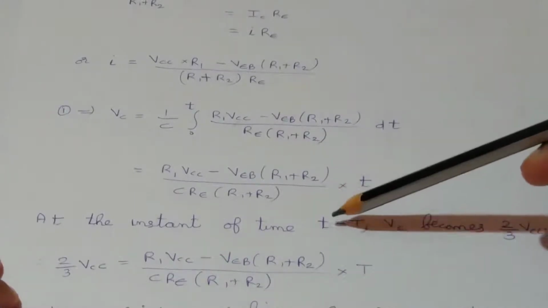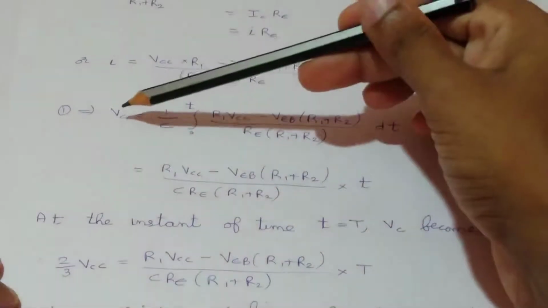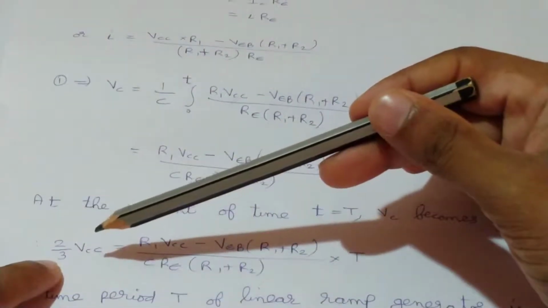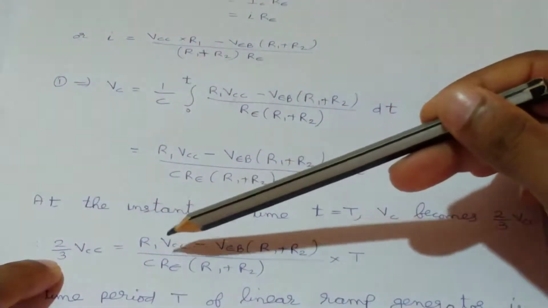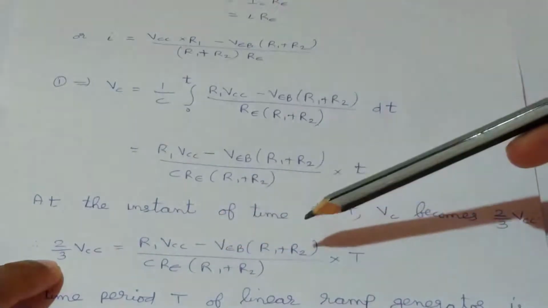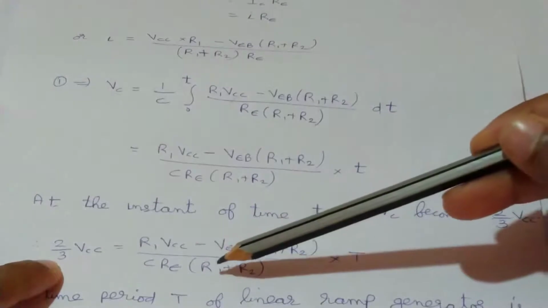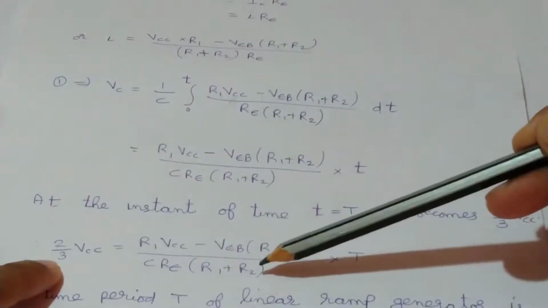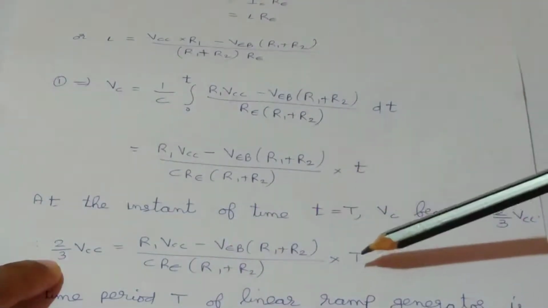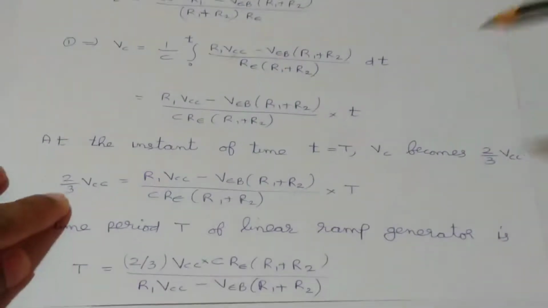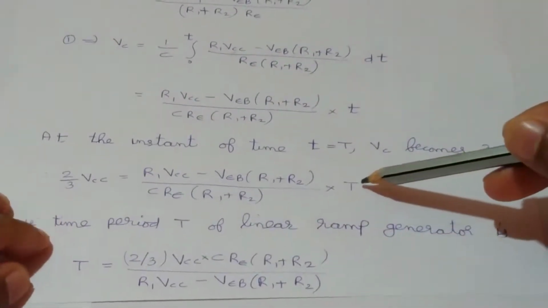Okay, so at time T, this VC value is 2 by 3 VCC. Hence we will get 2 by 3 VCC is equal to R1 VCC minus VEB into R1 plus R2 divided by CRE into R1 plus R2 into capital T. Okay, then from this equation we can write the equation for this time period T.